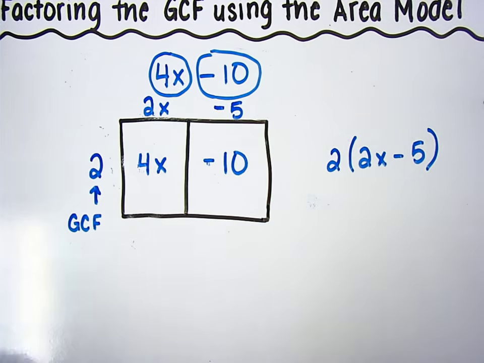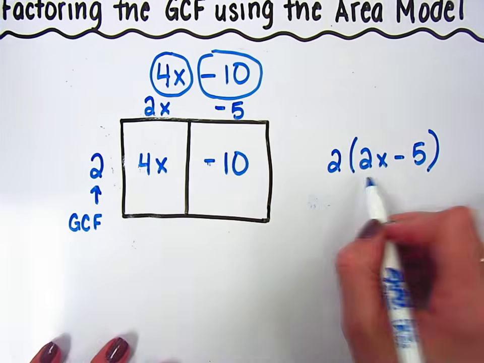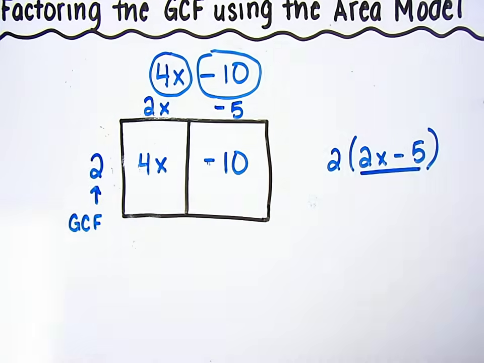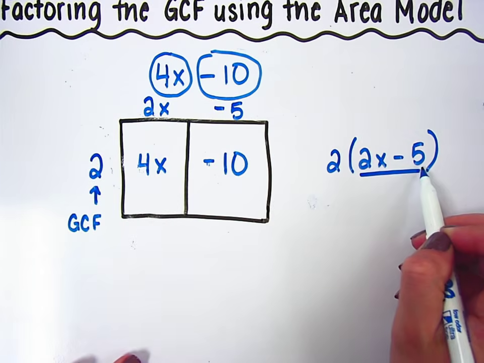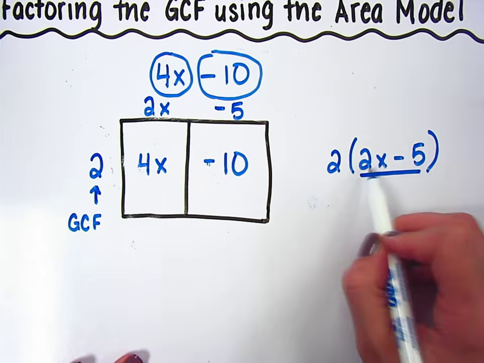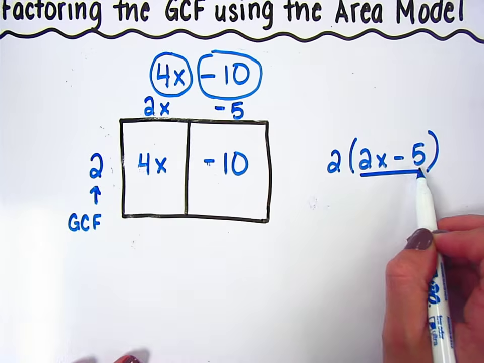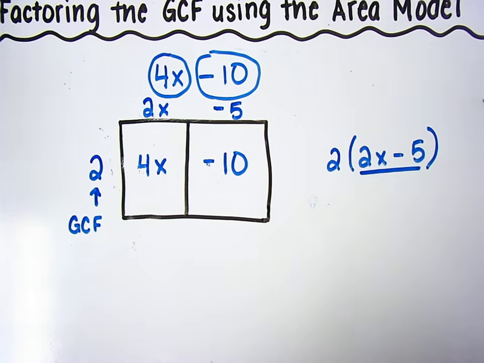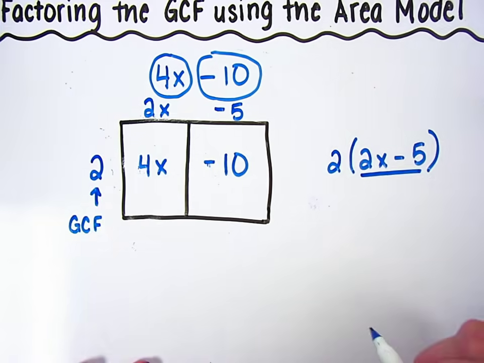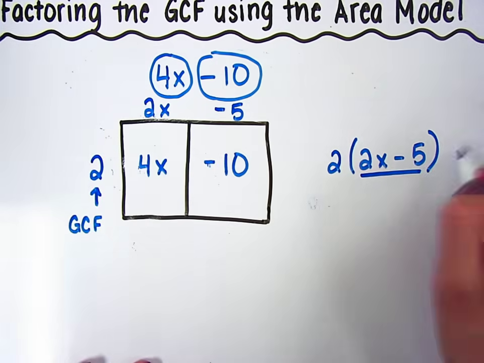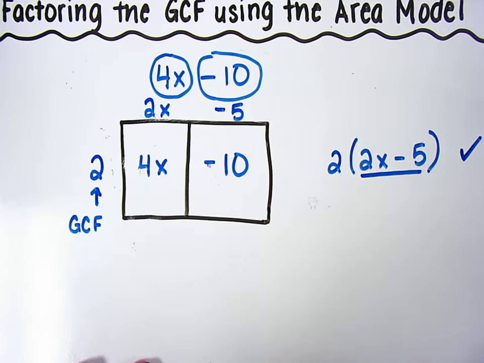We want to make sure we've also factored by the greatest common factor by looking inside of the parentheses. If I see that there is a greatest common factor that is bigger than 1 that 2x and negative 5 share, that means that I have not factored by my greatest common factor. If the terms inside the parentheses do not share a greatest common factor other than 1, then I know I have factored by that greatest common factor.